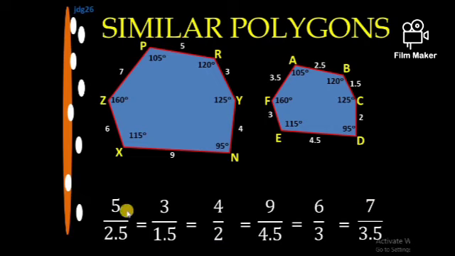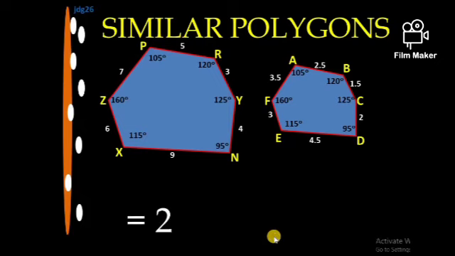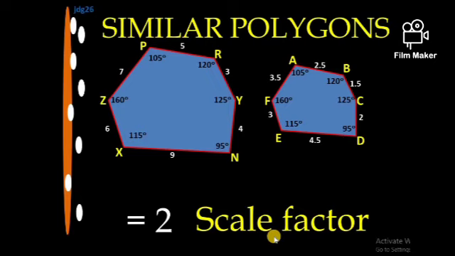Now, analyze natin. 5 divided by 2.5 is equals to, you are correct, it's 2. 3 divided by 1.5, yes, it's also 2. 4 divided by 2 is equals to 2. 9 divided by 4.5 is equals to 2. 6 divided by 3 is also equals to 2. And 7 divided by 3.5 is equals to 2. Lahat sila ay equal sa 2. At yan ang tinatawag natin na scale factor. So, ang scale factor ng dalawang figure ay 2.